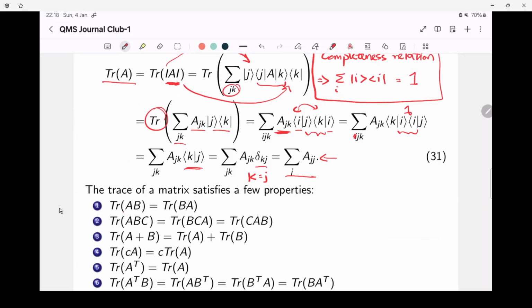So the second property is what we call the cyclic property. Anyone knows how to prove it? You can unmute yourself and say if you want to.